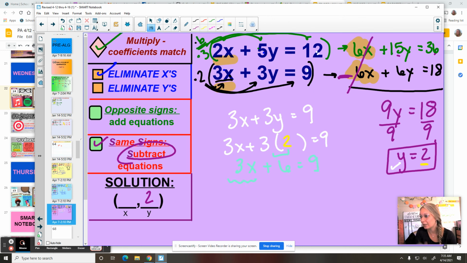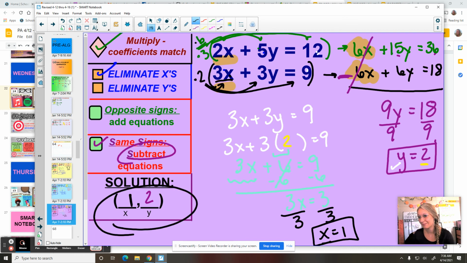We want to isolate 3x because we're trying to solve for that variable. To move this plus 6 to the other side, we perform the inverse operation, which means that we subtract it. And now we're left with 3x equals 3. All we have to do is just divide both sides by 3, and we get that x is equal to 1. Plug it in your coordinate pair, and you did it.